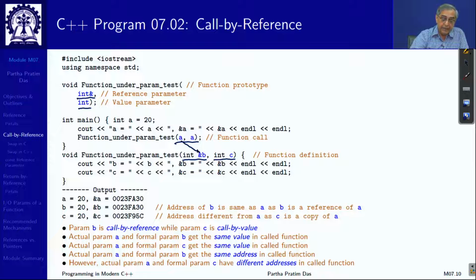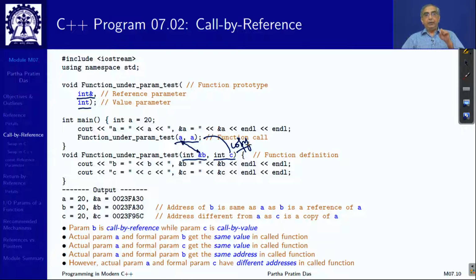b is a reference parameter. So, b necessarily becomes a different name for a. The value is not copied, but you are just saying that in this function, whatever you call b is the actual parameter a, it is just a different name for it. So, if you change b, a will get changed, whereas this is a copy, because this is a call by value parameter.